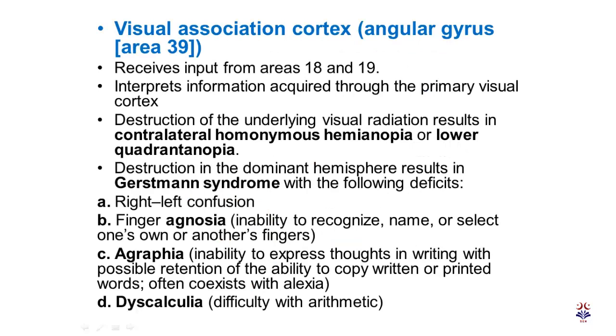Next is the visual association cortex, area 39. It receives input from 18 and 19, then interprets information acquired through the primary visual cortex. If we destroy this, it will result in contralateral homonymous hemianopia and lower quadrant anopia. Destruction in the dominant hemisphere results in Gerstmann syndrome with the following deficits: right-left confusion, finger agnosia, that is inability to recognize, name, or select one's own and other fingers; agraphia, inability to express thoughts in writing with possible retention of the ability to copy written or printed words.